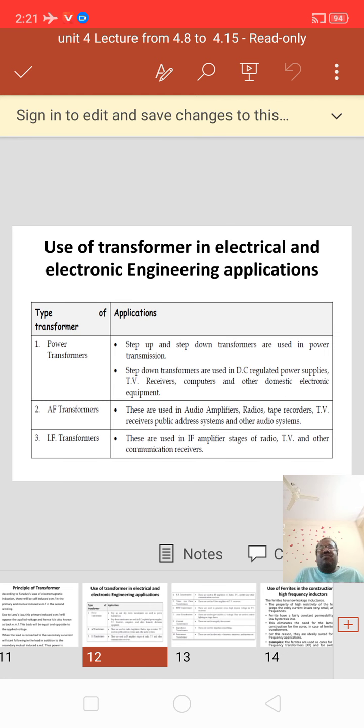Use of transformer in electrical and electronic engineering applications.